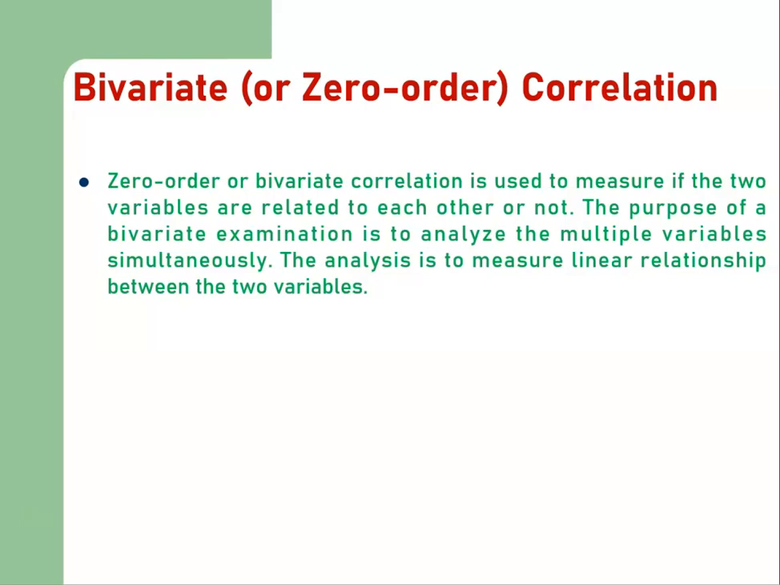Zero order or bivariate correlation is used to measure if the two variables are related to each other or not. The purpose of bivariate analysis is to analyze the multiple variables simultaneously. The analysis is to measure a linear relationship between two variables.